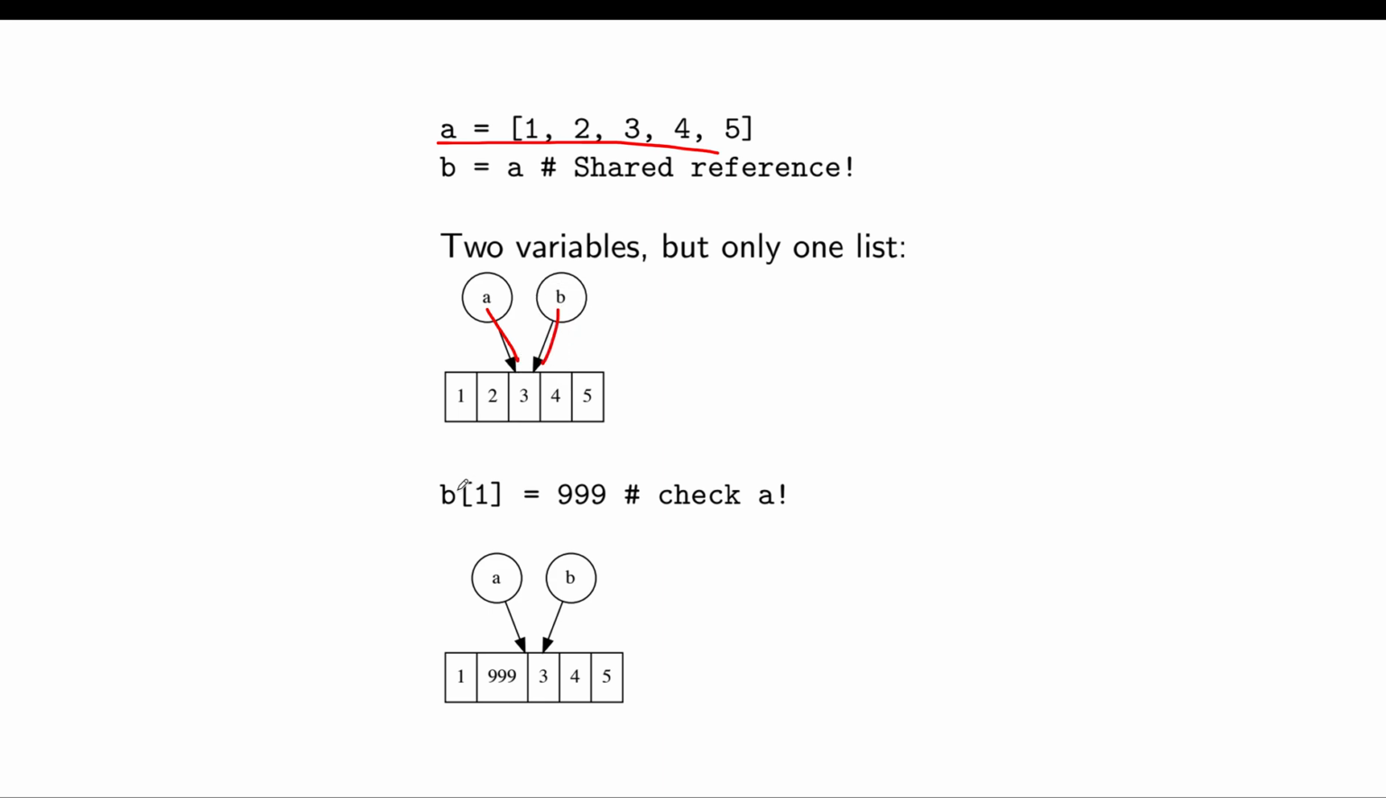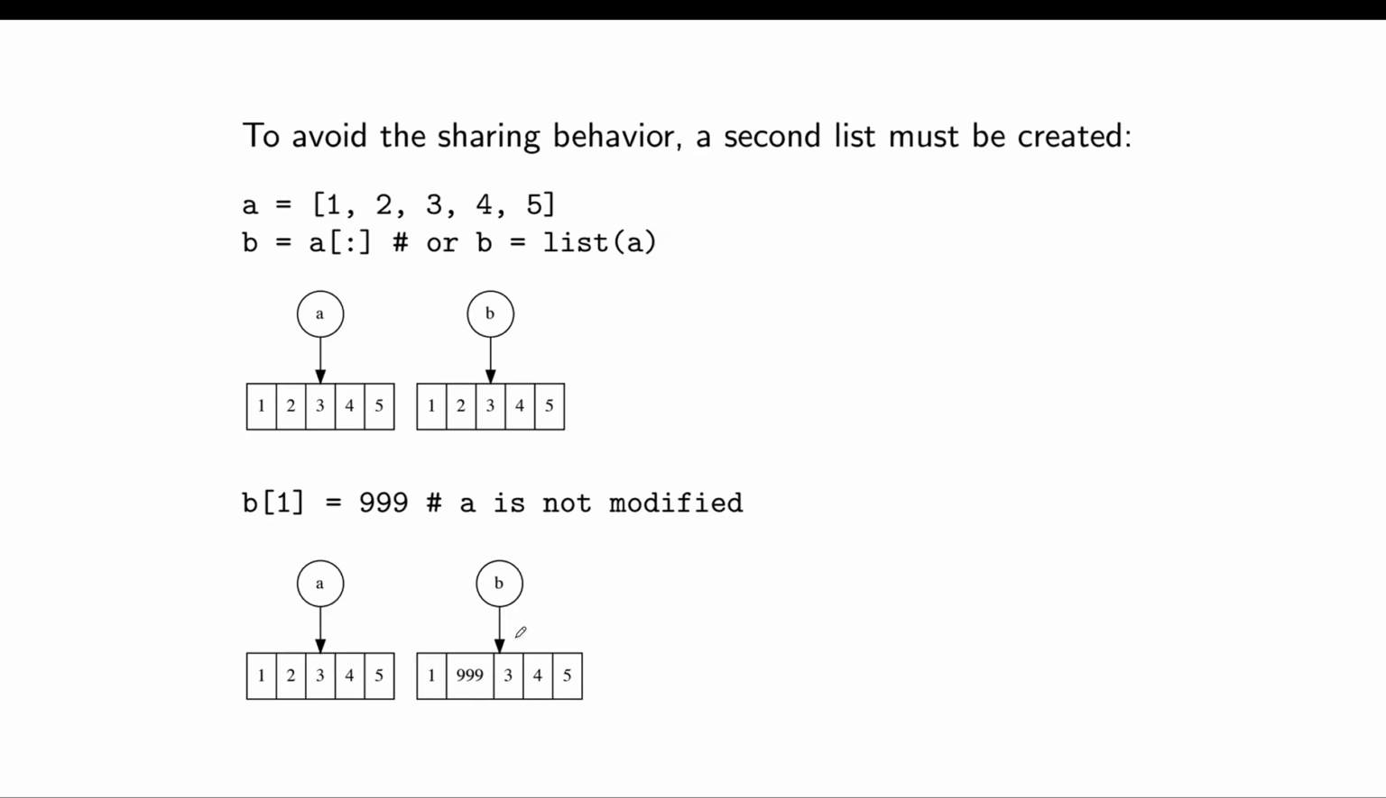So if we changed B[1] to 999 and we checked A, well, it would be equal to 1, 999, 3, 4, 5, etc. So a change in one is a change in the other, because it's just a reference from one to the other.